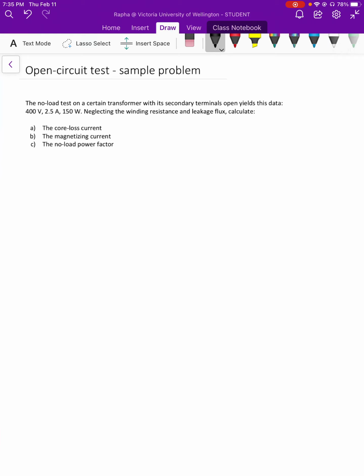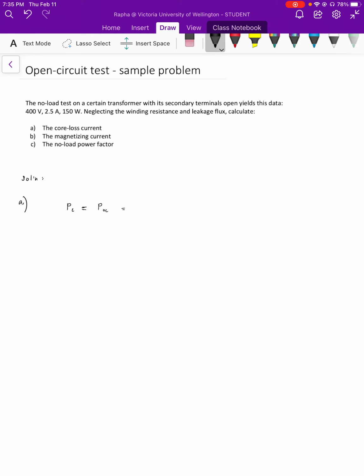Neglecting the winding resistance and leakage flux as mentioned, calculate first the core loss current, the magnetizing current second, and the third is the no load power factor. So, kani siya given ra ni tanan dito sa problem. So, solution, we have letter A. Our core loss current is I sub C. So, we can solve that using the core loss power, which is in this particular case equal to the open circuit power. Kaya mo na siya ang tumong sa open circuit test.